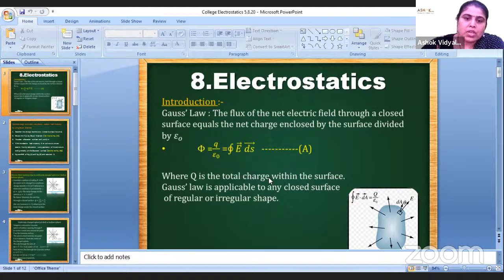Where this Q is the total charge within the surface, that is, the Gauss law is applicable to any closed surface of regular or irregular shape. This is equation number 1. This equation number is also called as the equation A, because next we are going to see how we obtain the electric intensity because of the different surfaces, and for that we are going to see the common steps to obtain the electric intensity at the different points.